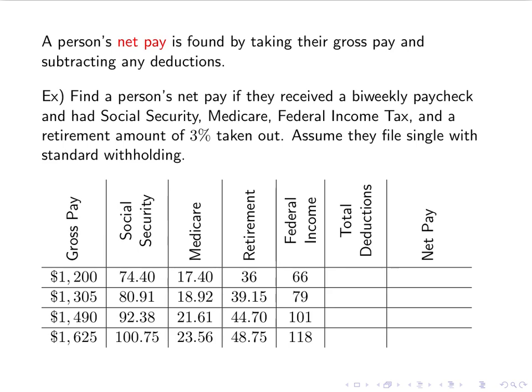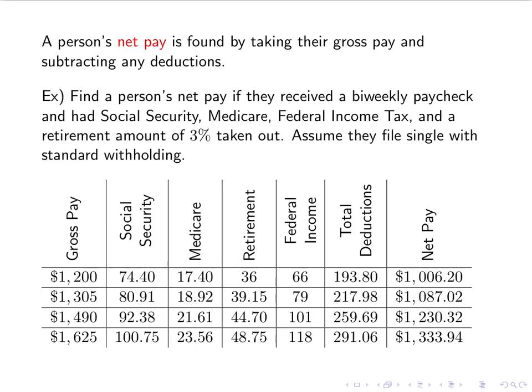And then total deductions, we're just going to add those 4 deductions up, and we should be getting those 4. Again, please do double check these. And then the net pay, again, is the gross pay minus the total deduction. So for the first one, we should get $1,200 minus $193.80. And that gives us $1,006.20. And then the same for each of those. And again, please do double check those.